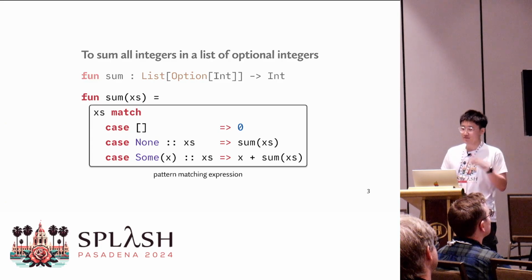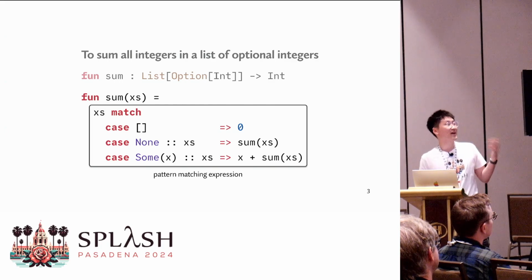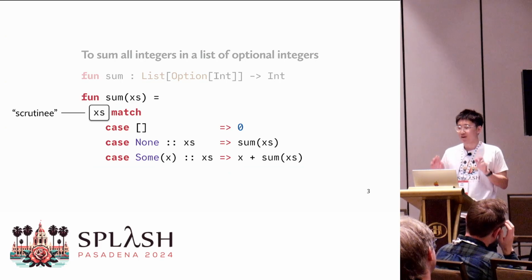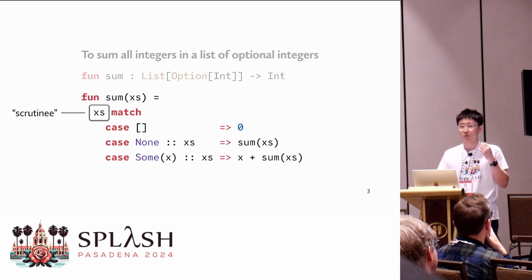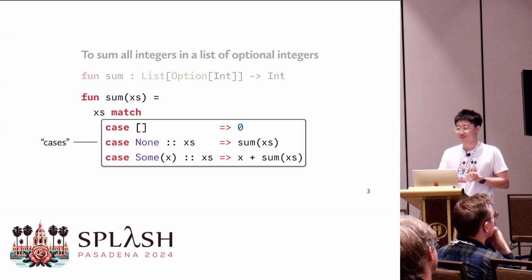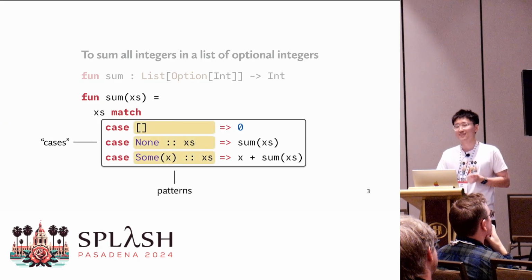The body of the function is a pattern matching expression, which follows a structure seen in many programming languages. It starts with what we call the scrutinee, which is the expression that we are matching against different patterns. After this, we have a sequence of cases. Each case consists of a pattern and a corresponding consequence.